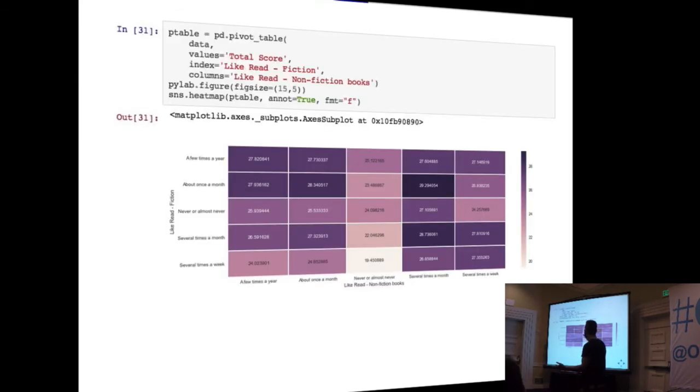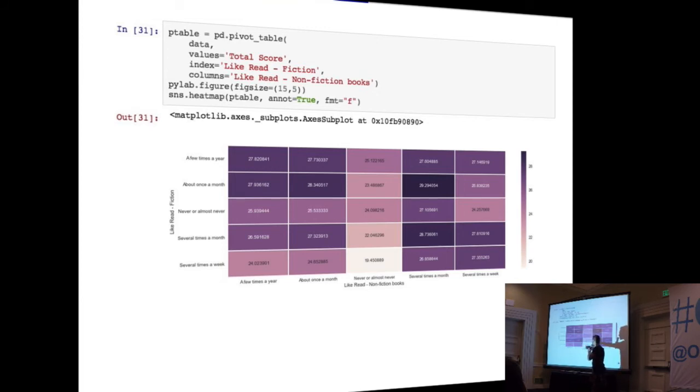Here, we're just taking a pivot table and throwing it into a heat map. Seaborn makes this really easy. We just took the pivot table, put it in with annotations, format false. And here we have: do they like to read nonfiction books, and how much? So how often do you read?